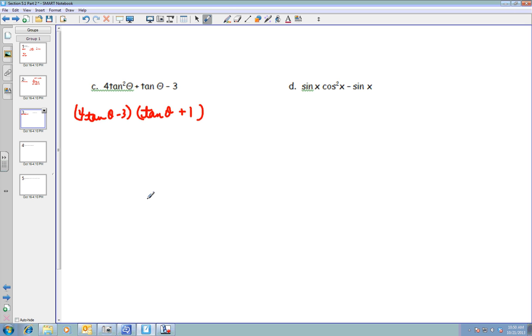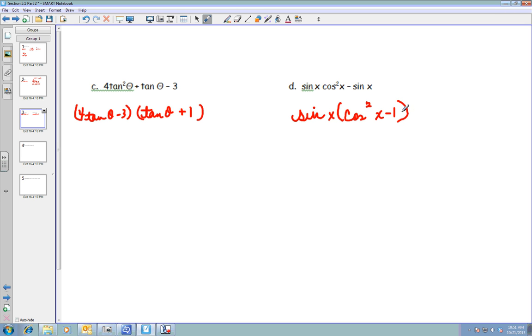All right, so let's look at part D. Part D, I have something in common. I can factor out a sine x because this has a sine x, this has a sine x. So I have sine x, and I'm going to write down what I have left: cosine squared x minus 1. Now there's two ways you could look at this problem. This is the difference of squares. Okay, I could factor it that way.